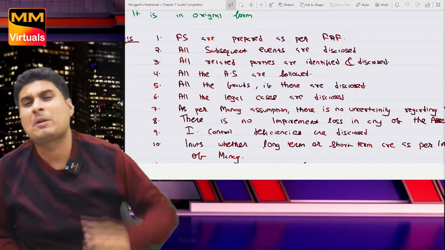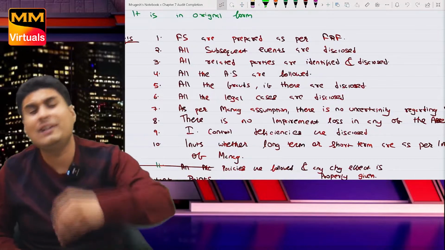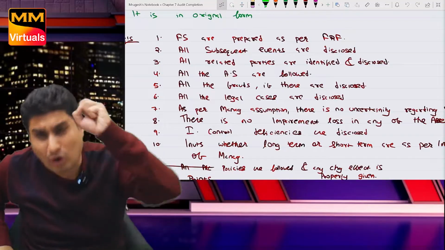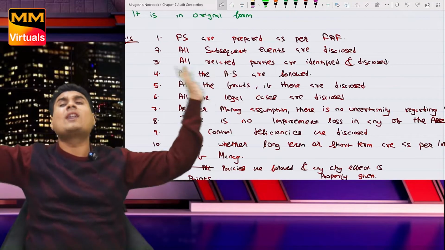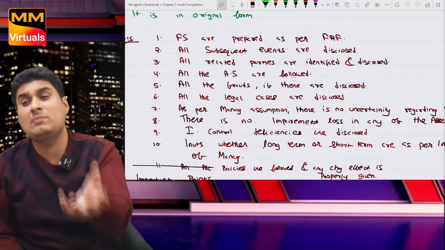Financial statements are prepared as per FRF. I told you, all subsequent events are disclosed. All legal cases are disclosed. All related party transactions are shown. All the frauds are properly shown. Okay, same. There is no doubt about going concern. We know these things, but when someone gives assurance, our assurance will be even more.